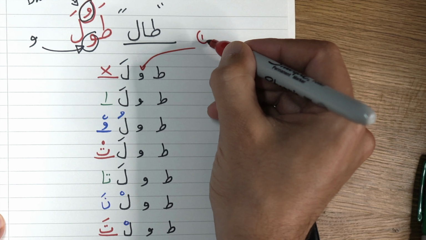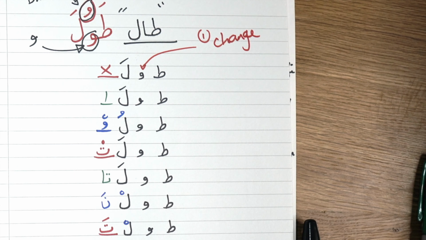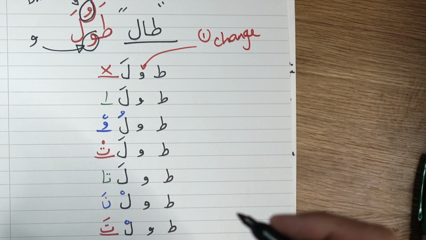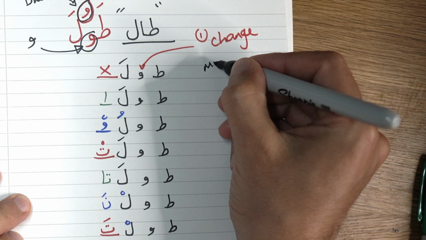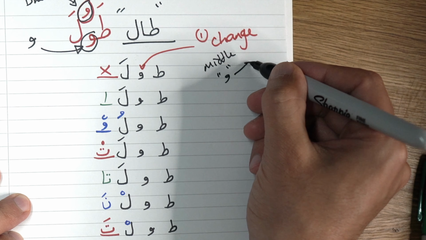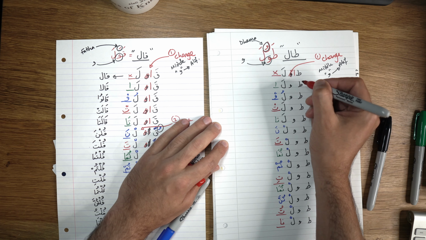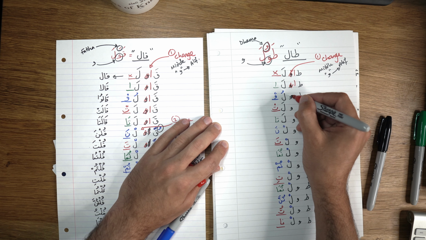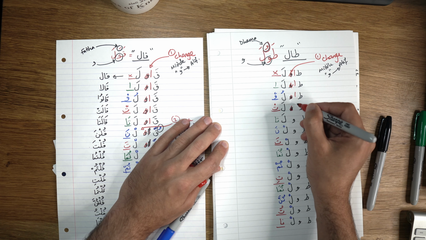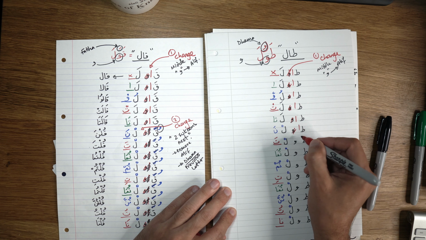Right, so number one, a change has to take place. What's that change? The middle letter, which is waw, is going to be changed into an alif. Right, so let's quickly do that. And I know it is a bit time consuming, but trust me, it is just going to stick. All of them, just do them all.